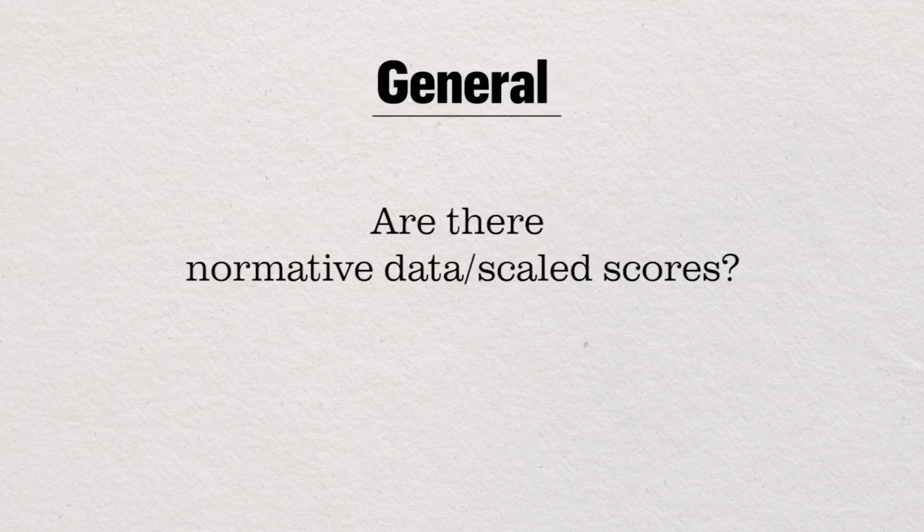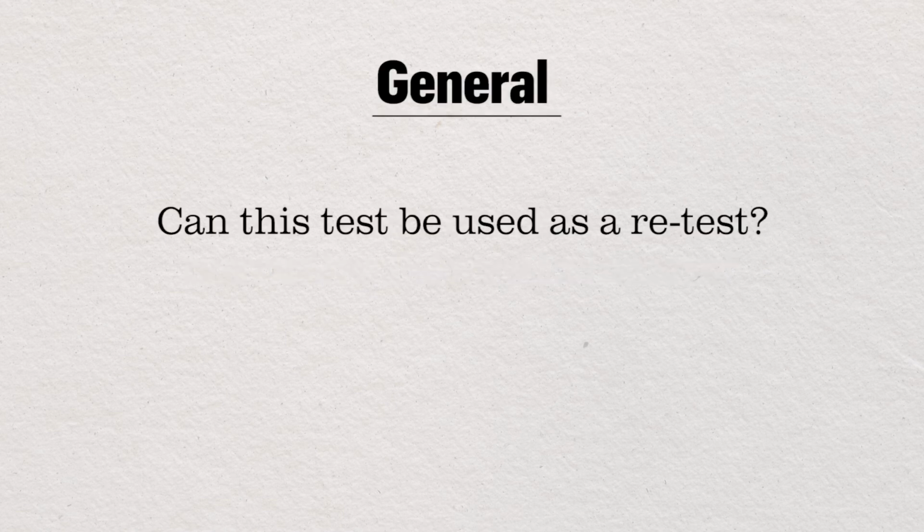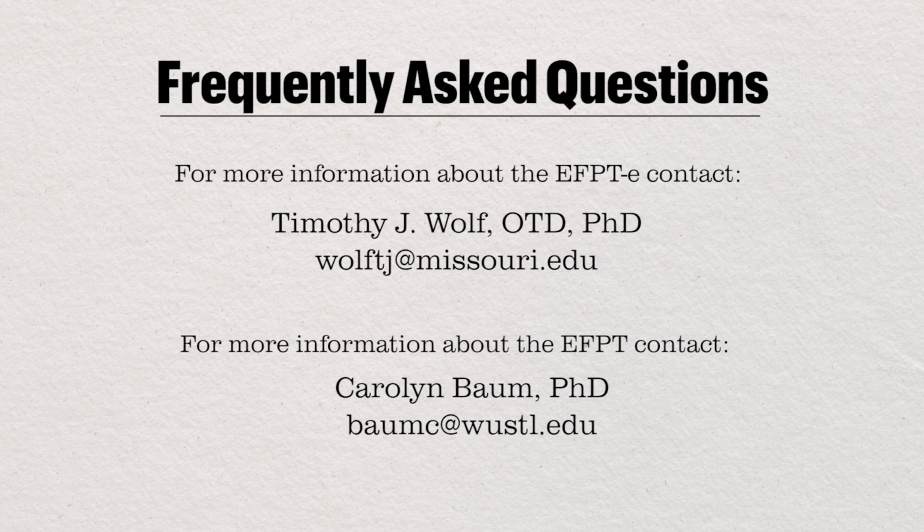There is no normative data or scaled scores. We have control data in the Excel file on the web page that came from the validation study. Can this test be used as a retest? You cannot use the same test multiple times to track performance because of the learning effect. However, our goal is to publish multiple tasks soon that could be used in conjunction with the EFPT as an outcome measure. Find more questions in the Frequently Asked Questions handout.